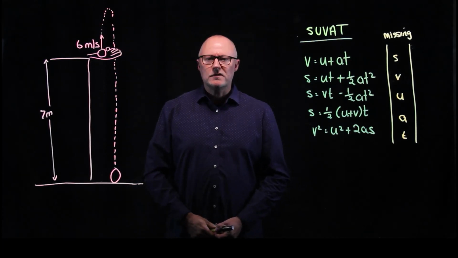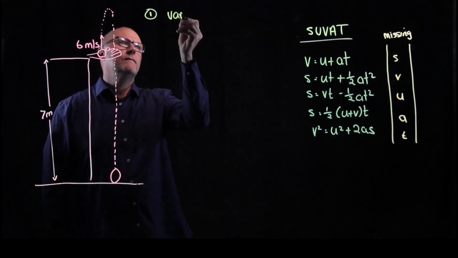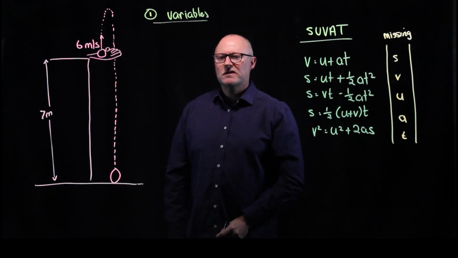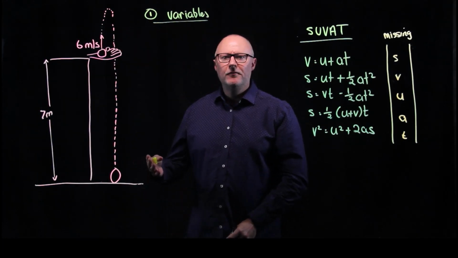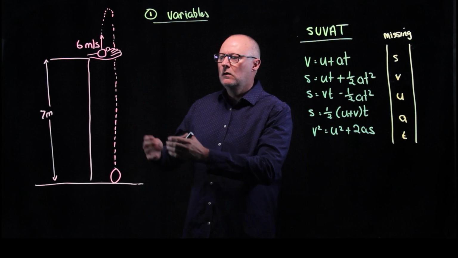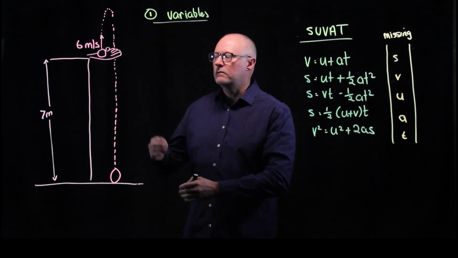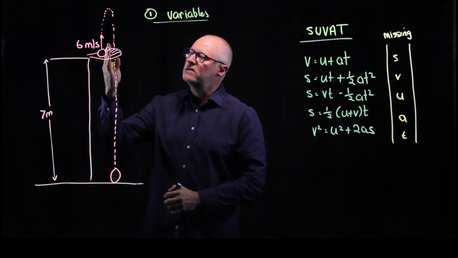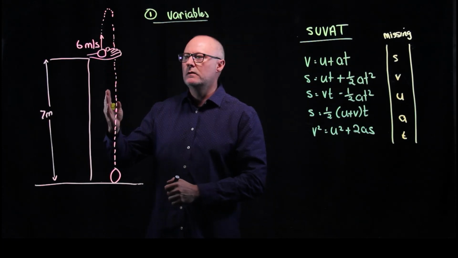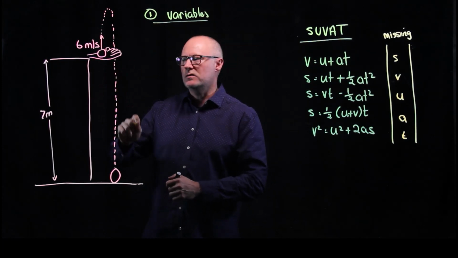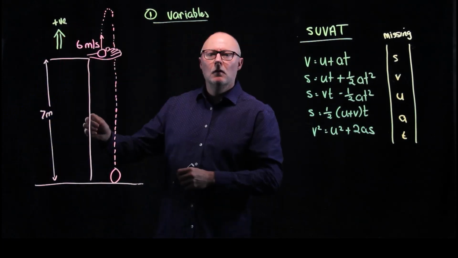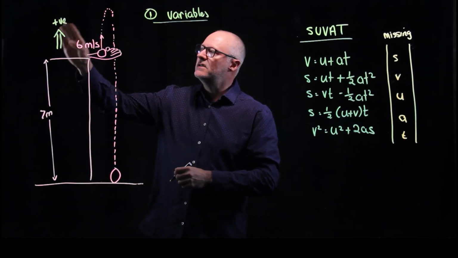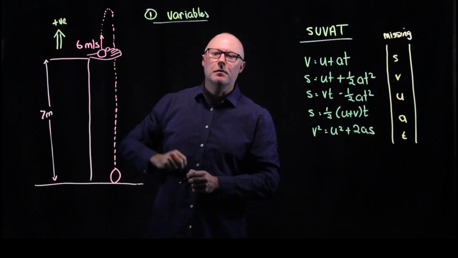So we're following a 3-step process. Step number 1, let's state our variables. In fact, before we do that, let's allocate direction. We're going to take the initial velocity of this object as a positive direction. So for the purpose of this question, all motion upwards will be considered positive. There's my abbreviation for positive.